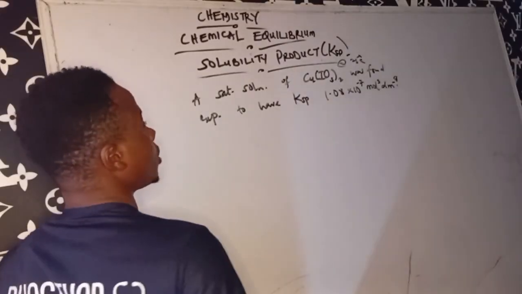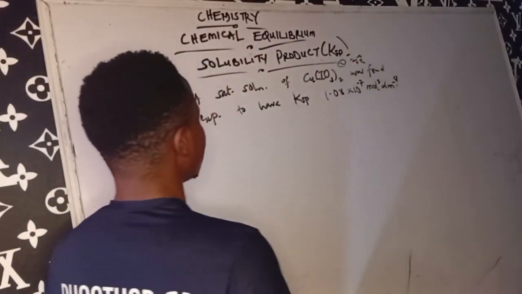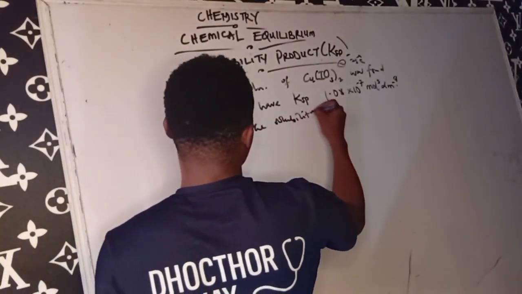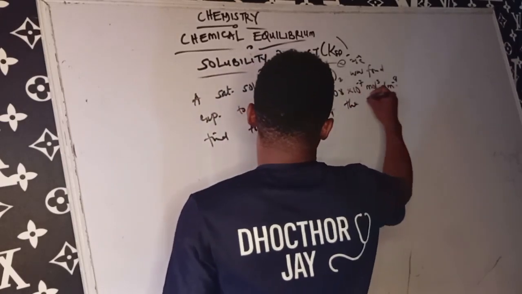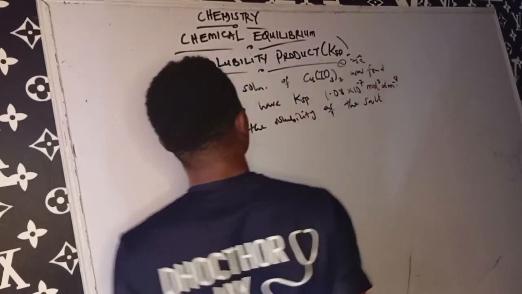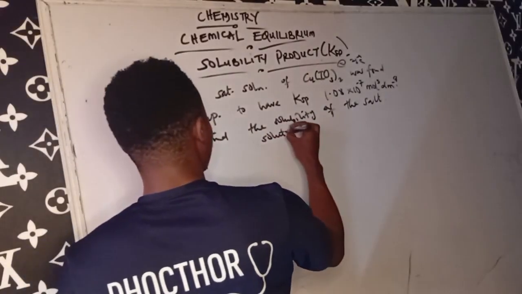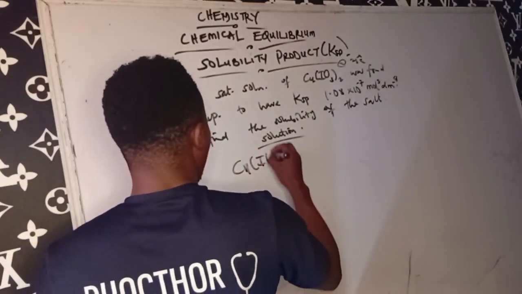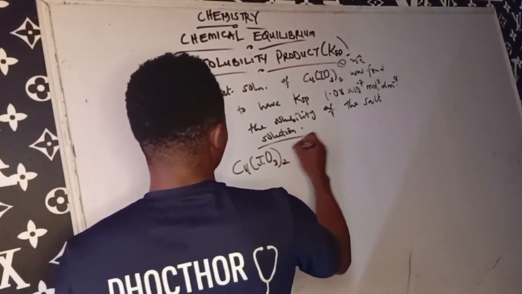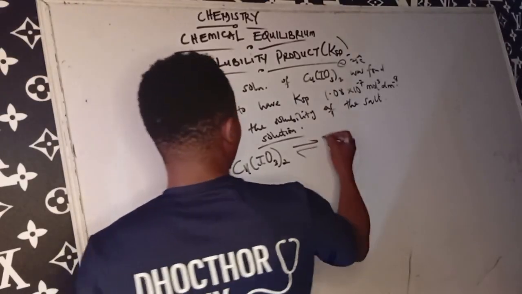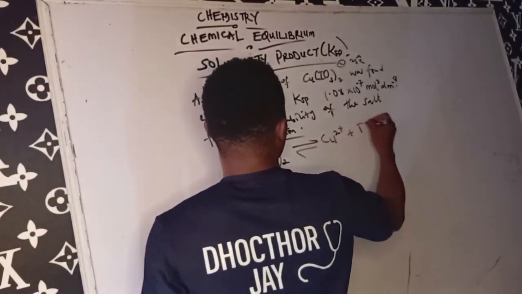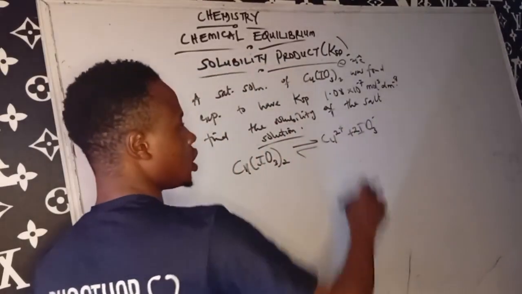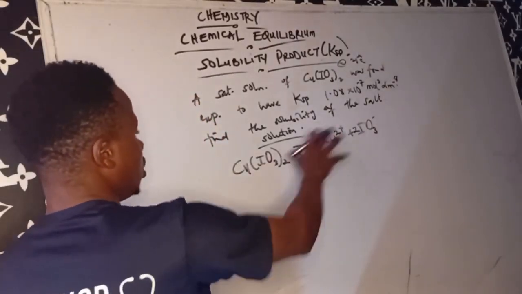Now, 1.08 times 10 raised to the minus 7 mol cubed dm raised to the minus 9. You have to find the solubility of the salt. All right. So solution as usual. Now we are dealing with CuIO3, so you have CuIO3, reversible because it's in equilibrium. Have Cu2+ and IO3-. But how many moles of this? 2. I believe you are already thoroughly grounded on how to do this.